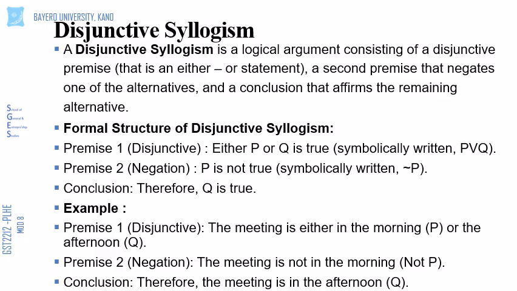So an example of this: the meeting is either in the morning (P) or in the afternoon. Premise number 2, the meeting is not in the morning. Then the conclusion, therefore, the meeting is in the afternoon. You see, this we call the disjunctive syllogism. The meeting is either in the morning or the afternoon. Premise number 2, the meeting is not in the morning. Then the conclusion is the meeting is in the afternoon.